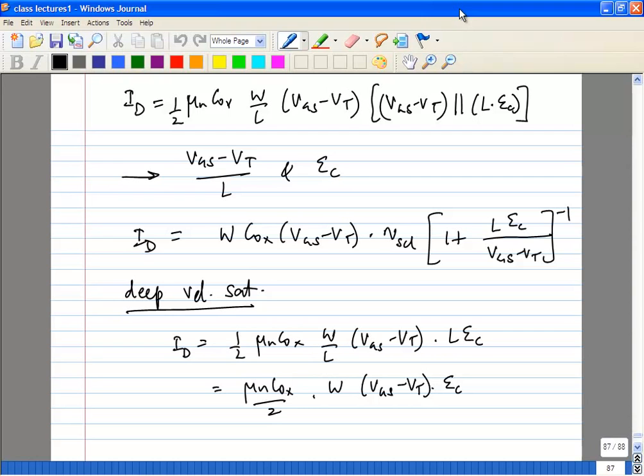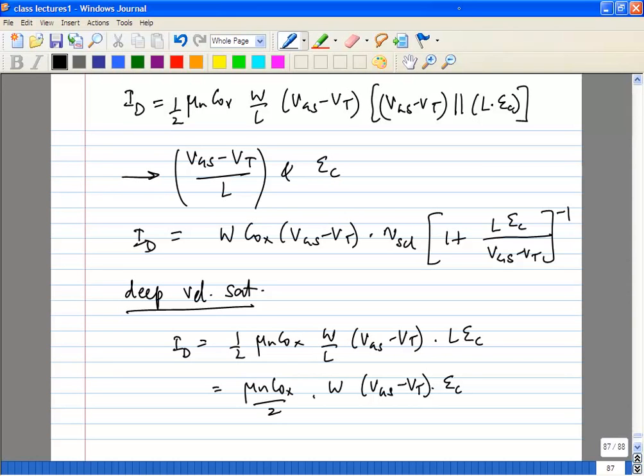So one point to consider in yesterday's lecture, right? We found that short channel effects predominate when you compare VGS minus VT over L and EC. Okay, so that could happen for a transistor of any length on any process. Some of you had a couple of questions about it yesterday after class.